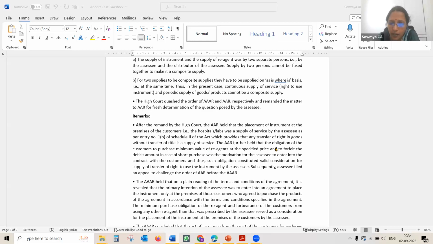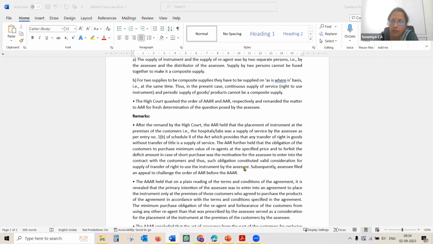So the AR further held that the obligation of the customer to purchase a minimum value of reagents at a specified price and to forfeit the deficit amount in case of short purchase was the motivation for the assessee to enter into the contract with customers, and such obligation constitutes a valid consideration for the transfer of right to use the instrument by the assessee.